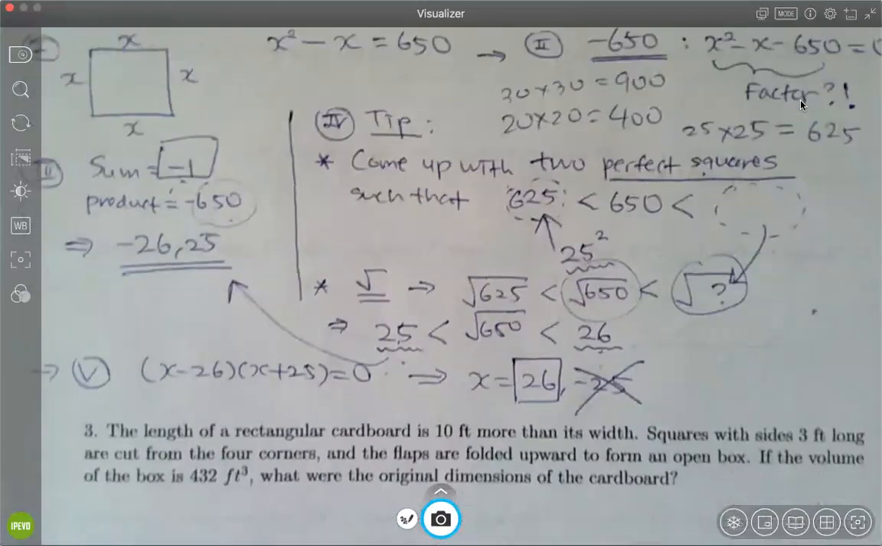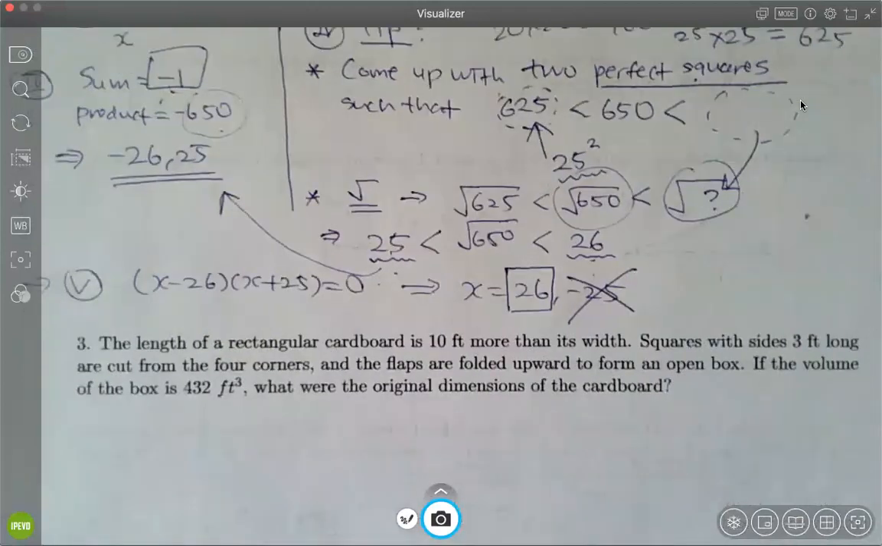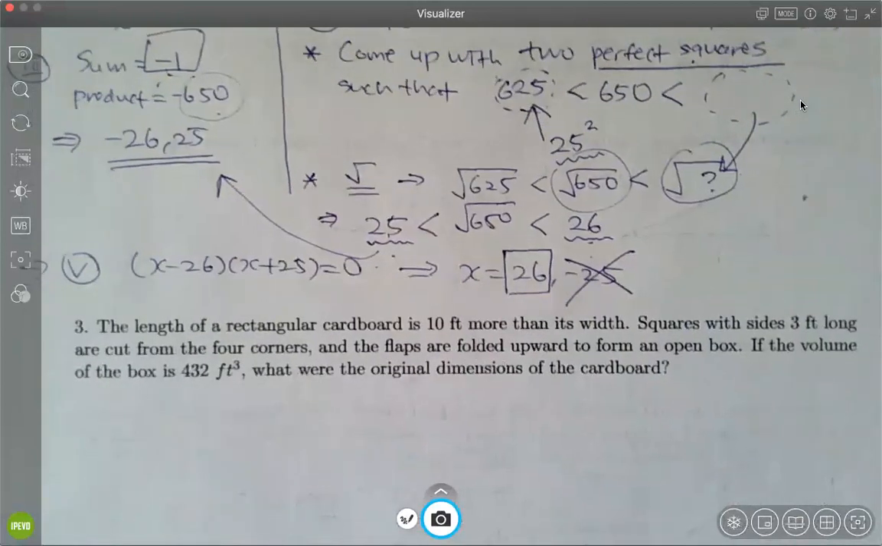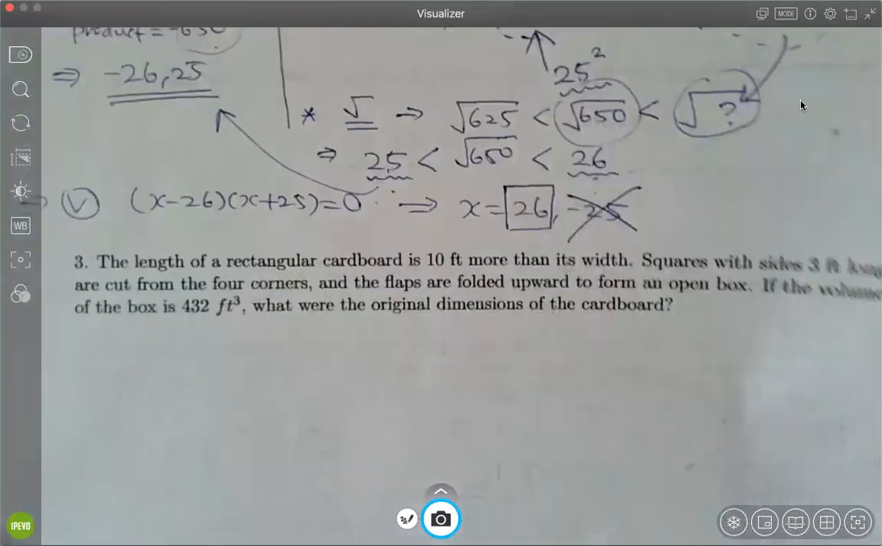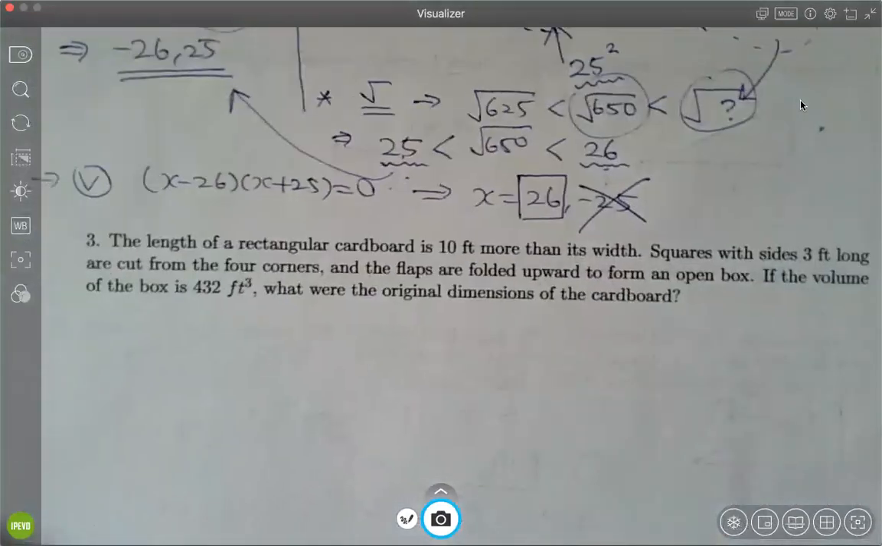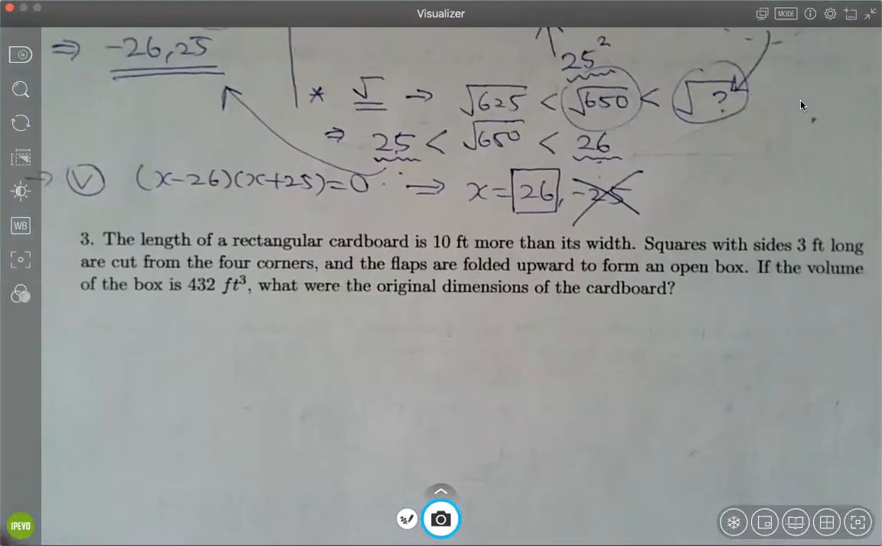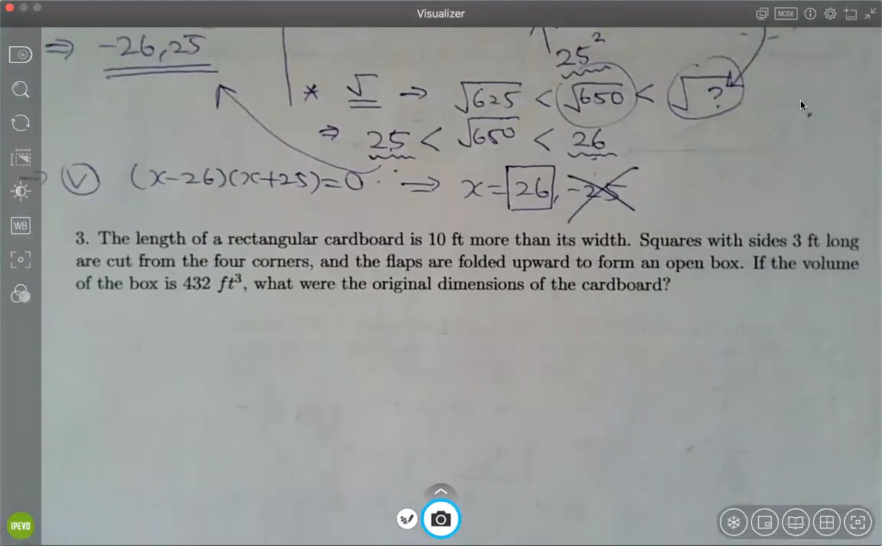Now, let's look at the last problem in the geometry part. This one looks challenging, and it will be the case, although I think it's a little bit easier than number two. But let's see what's going on. The length of a rectangular cardboard is 10 feet more than its width.